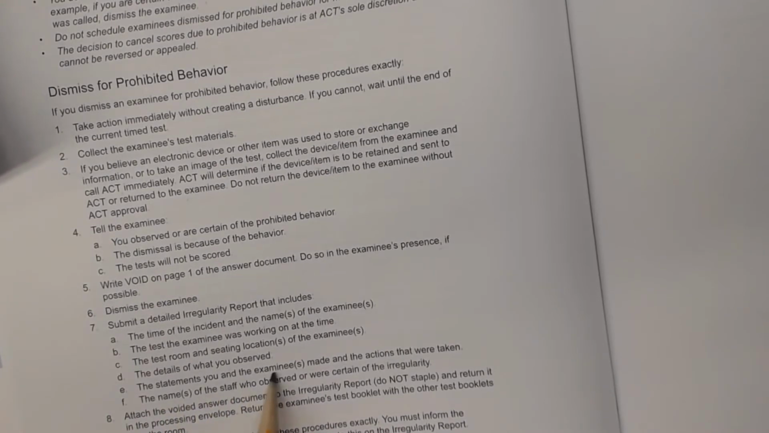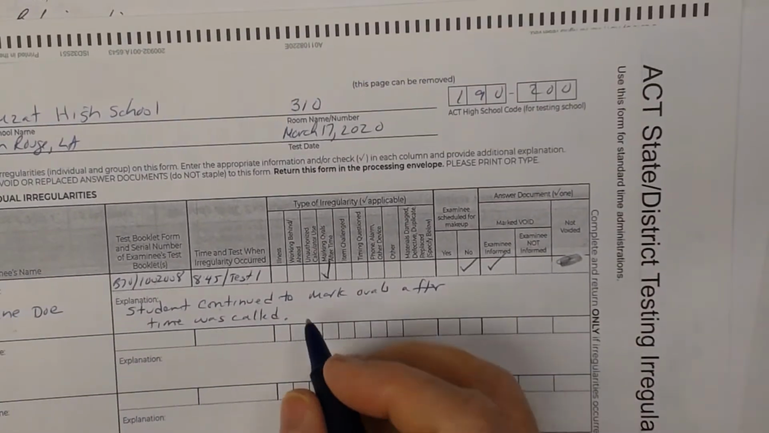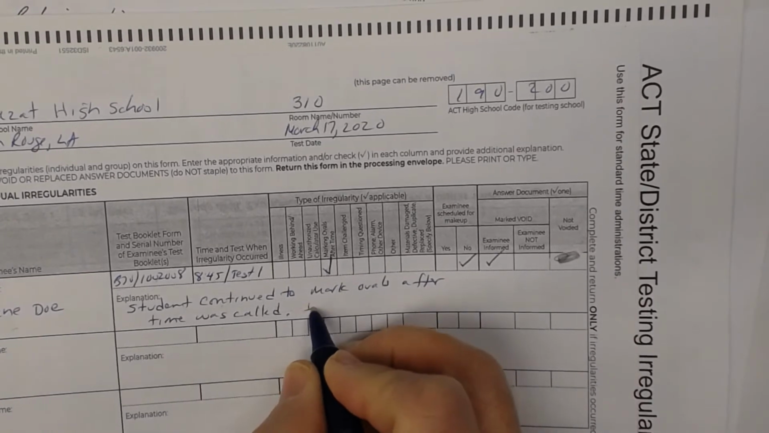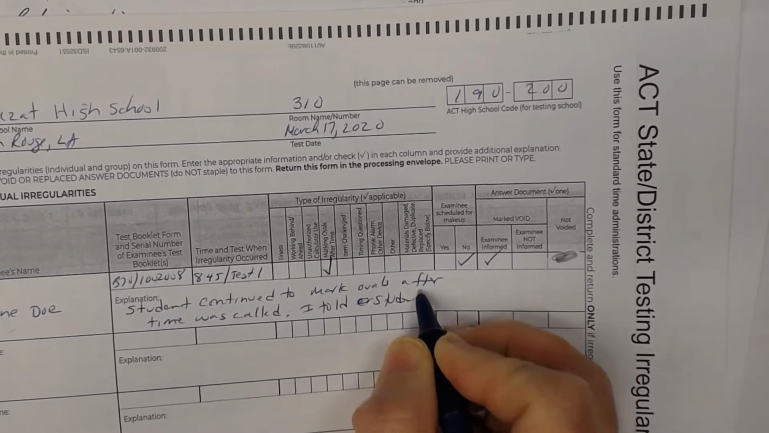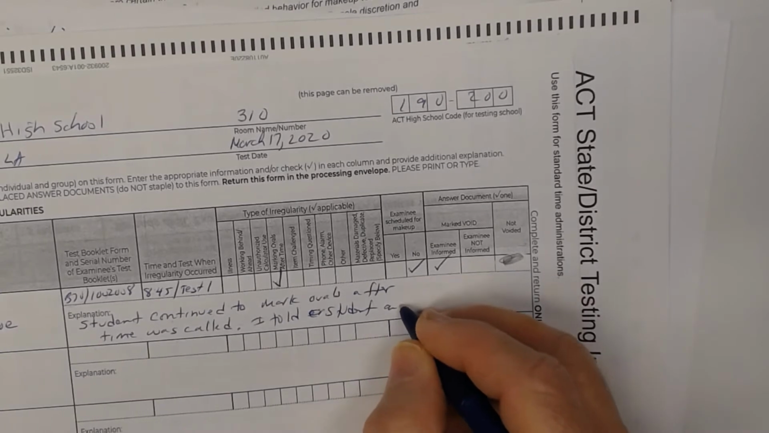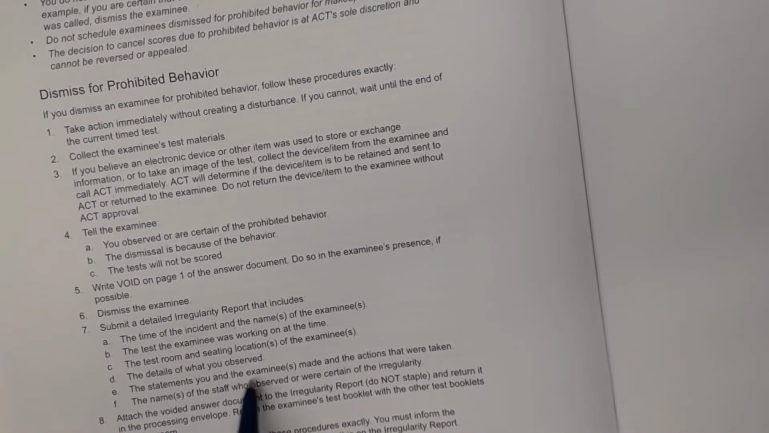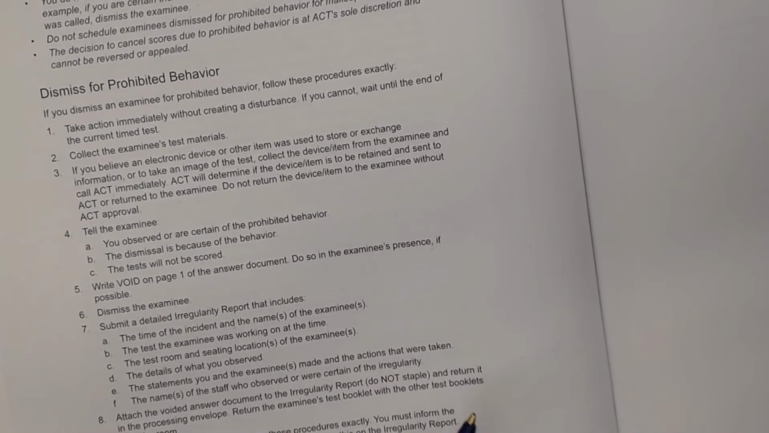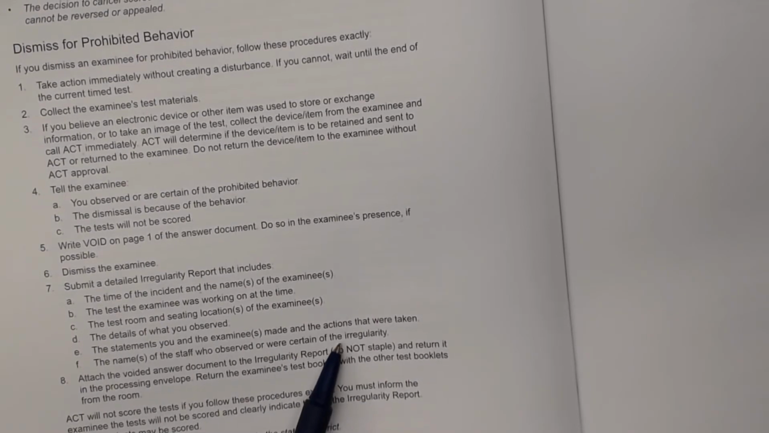The statements you and the examinee made and the actions that were taken. I guess right here you would say something like, I told the examinee or student what I saw, and then you explain what you saw, and the student was dismissed. All right, because it does say something like this: the statements you and the examinees made and the actions that were taken. The names of the staff who observed and are certain of the irregularity.